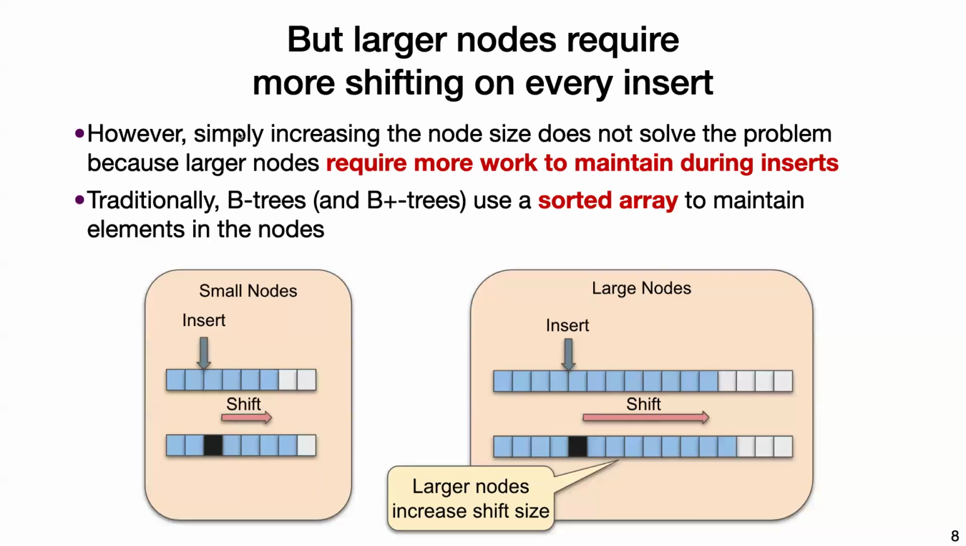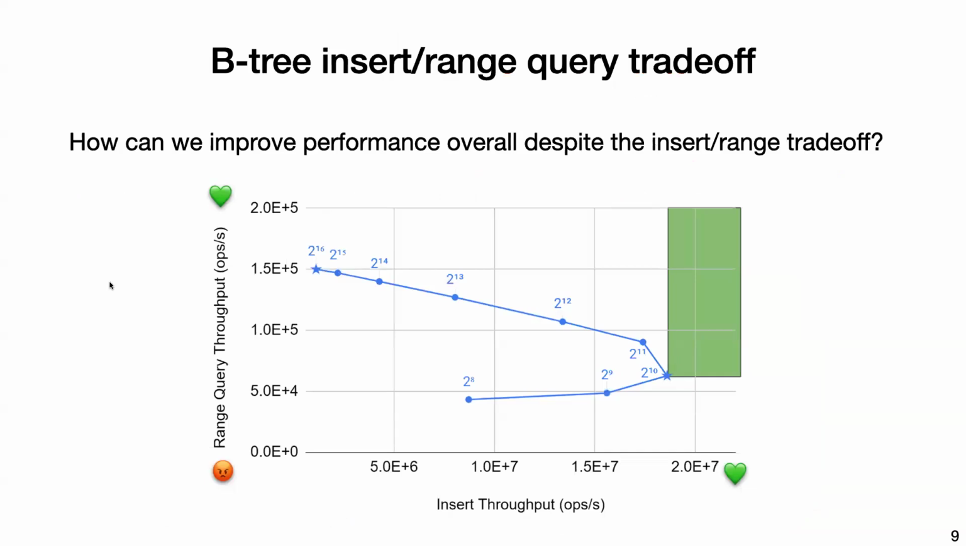However, it doesn't work if you just increase the node size, because we saw this previous issue. If you have larger nodes, you have to do more work during the insertions, because in any node, when you insert something, you have to shift stuff around to maintain the sortedness. In the small nodes, you have to shift fewer things. In a large node, you have to shift more things to maintain the sort. And that's sort of natural. That's why the inserts are getting slower. And so we want to improve the performance up to here to overcome this trade-off.